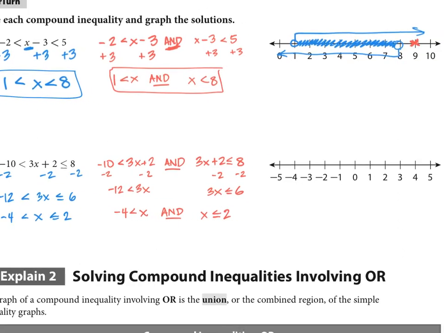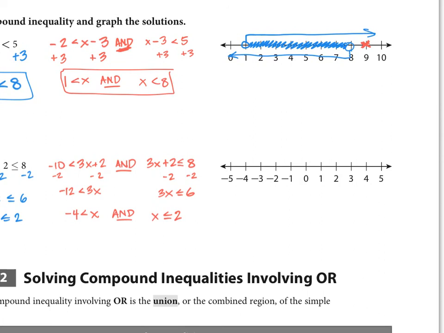Okay. Now that we have our solution, let's go ahead and graph it. X is greater than negative 4, so open circle going to the right. And x is less than or equal to negative 2. Notice I have a closed circle there. Less than means I'm going to the left.